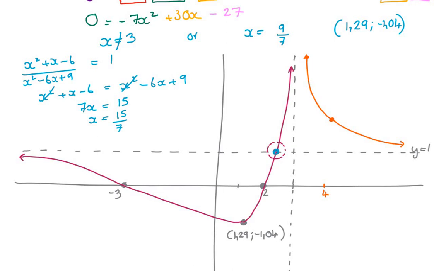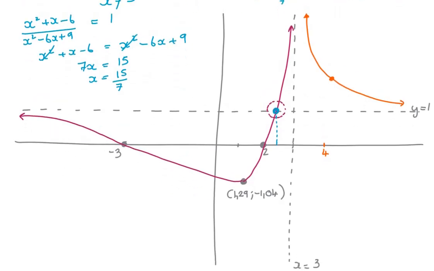And that looks very plausible. That's 2 comma something, and the asymptote is at 3. So that's entirely plausible. So what's this point? This point is when x is 15 over 7, y will be 1. That's that point there, and that's pretty cool. We hadn't actually seen that before, so that's quite fun. Again, what a cool graph.